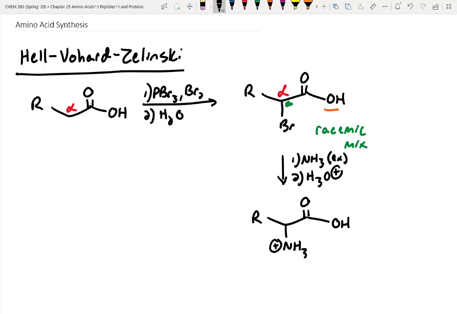Then what you can do is adjust your pH to get to your correct charge species, and then you can purify. All right, so it's not really the most elegant method. You're going to lose at very minimum 50% of your starting carboxylic acid due to the racemic mixture, but it works. It's kind of old school, but it works.